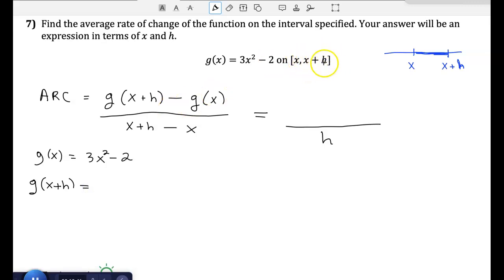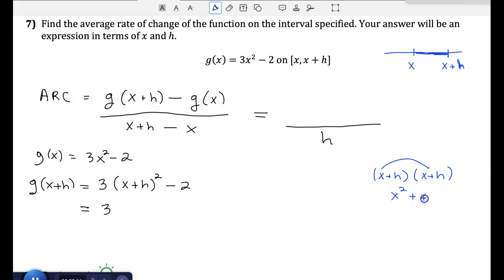G of x plus h is now a sort of function within a function. You can think of it as a composition of functions, right? So we're going to plug in x plus h for x here. So it's going to be 3 times x plus h squared minus 2, like that. And when you do that, you're going to multiply this out, right? Maybe I'll do a little scratch work here for you. x plus h times itself, x plus h, right? You're going to do FOIL or distribution. It's going to be x squared plus xh plus another xh plus h squared, right? So you get x squared plus 2xh plus h squared. So this is going to be 3 times the quantity x squared plus 2xh plus h squared, minus 2.